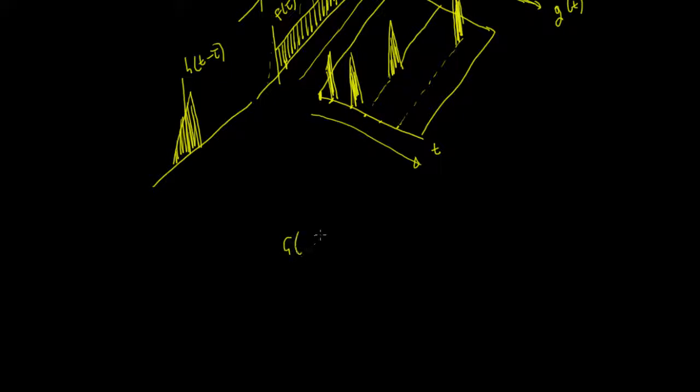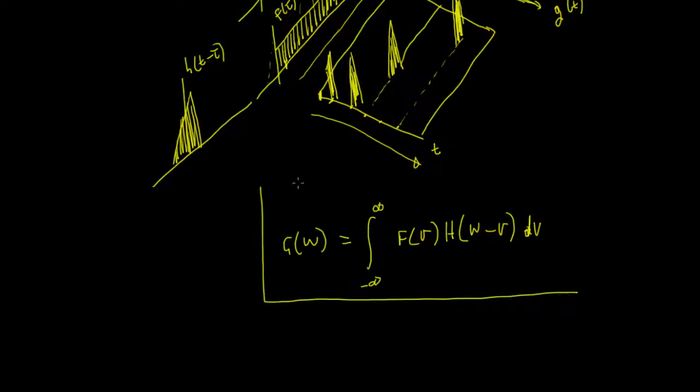All we're going to do is replace our time with a frequency. So let's say g of omega equals the integral from minus infinity to infinity of, say, f of v h of omega minus v dv. So that's the same thing, and it looks exactly the same within the frequency domain as well. Now let's have a look and see if we can bring it up in MATLAB.